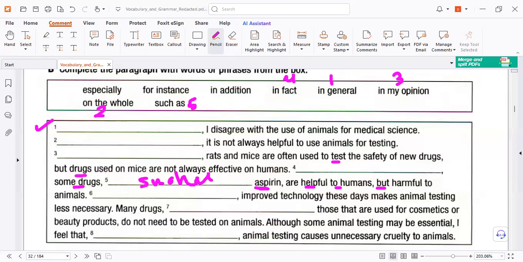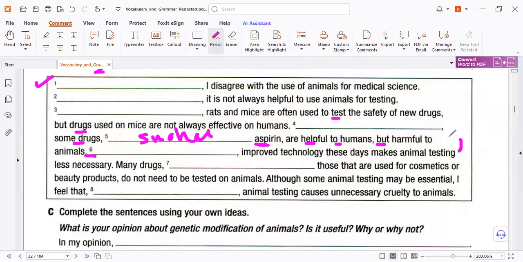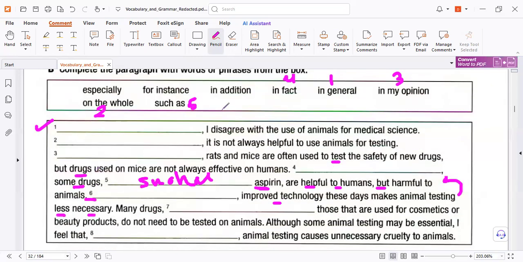Okay. Right. For number 6, it must be "in addition," because he's going to add details to the previous one. Like, improved technology these days makes animal testing less necessary. So it could be "in addition," number 6.